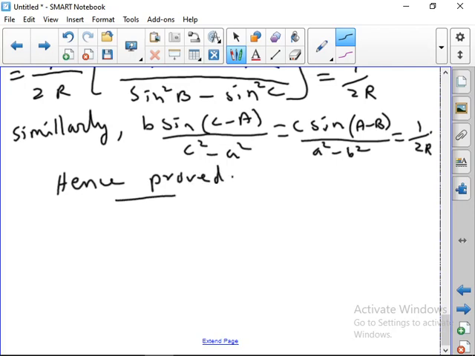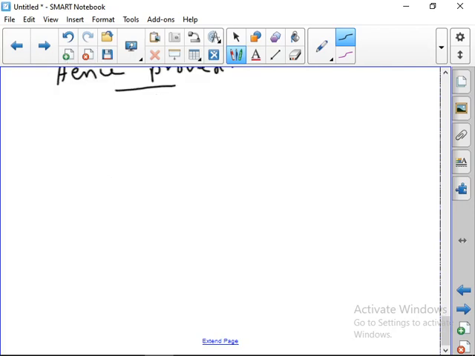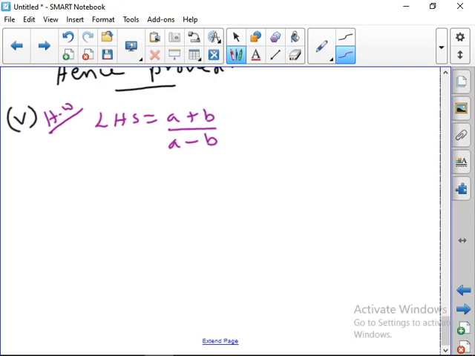Now the fifth subdivision, you can take it for homework. The fifth subdivision is a very simple one. I'll tell you how to do it. You have to do this for homework. Very simple. So what is it? a plus b by a minus b is what is given in the left hand side. Use the sine formula, the law of sines.